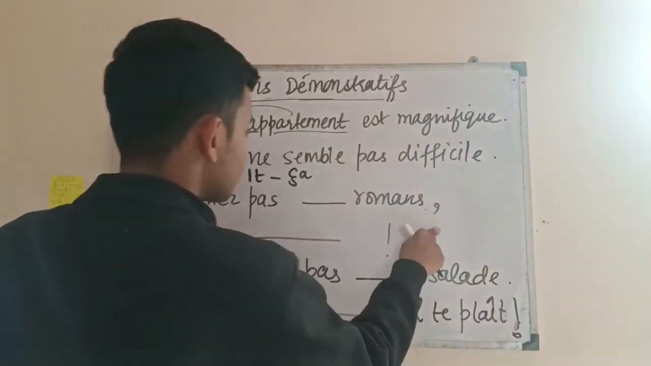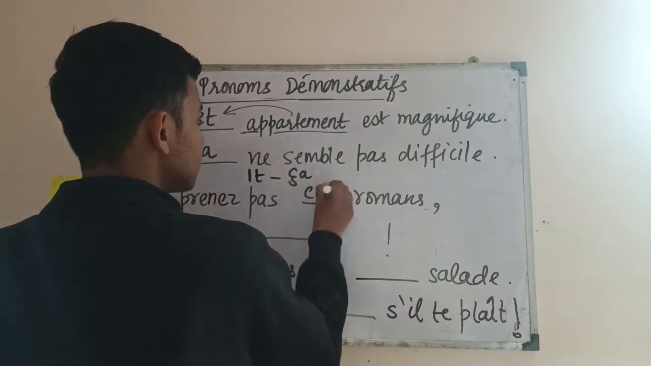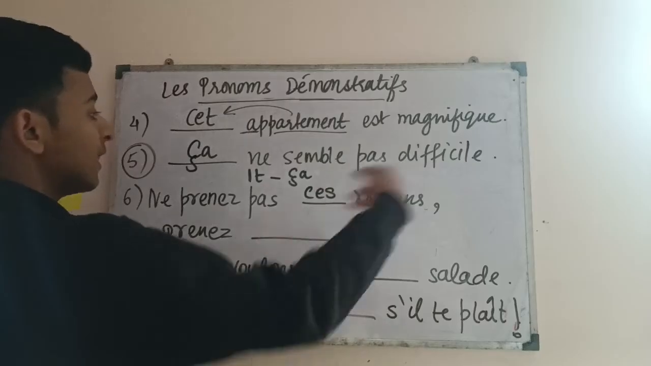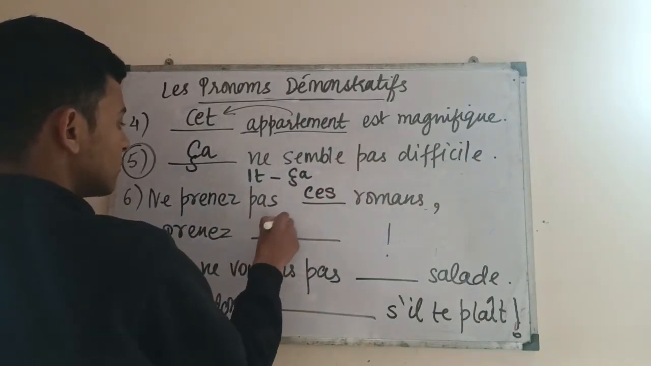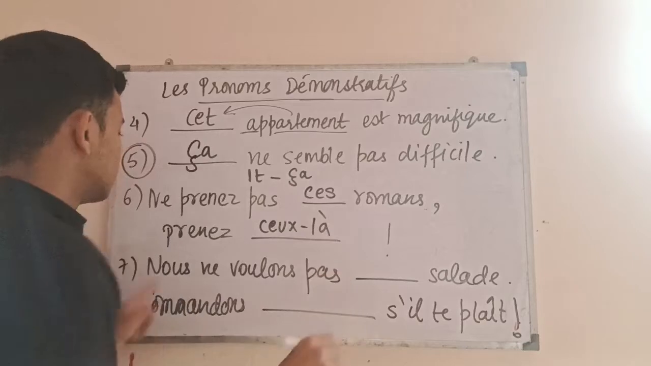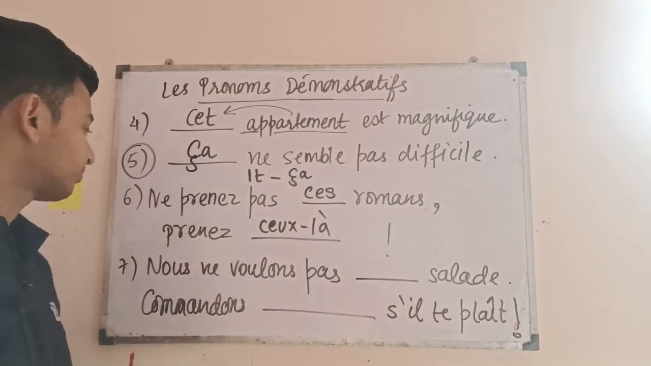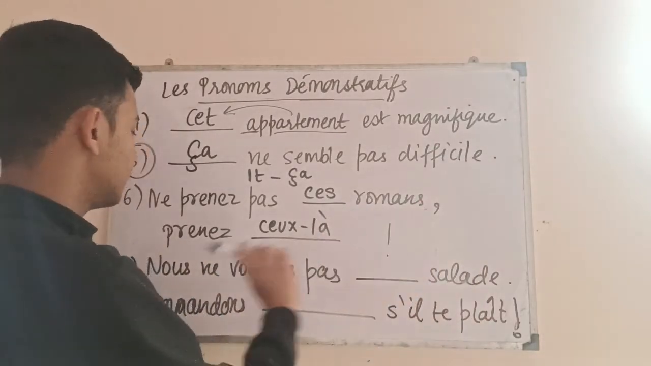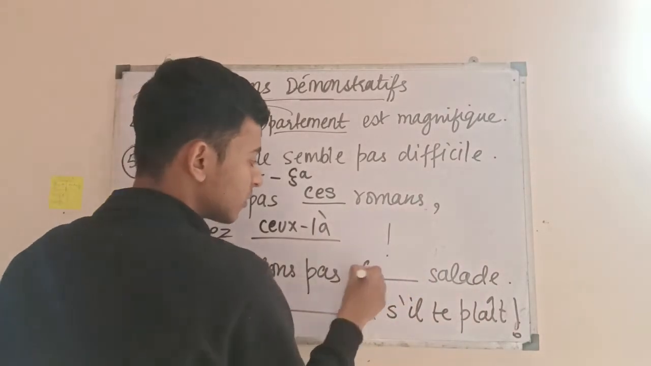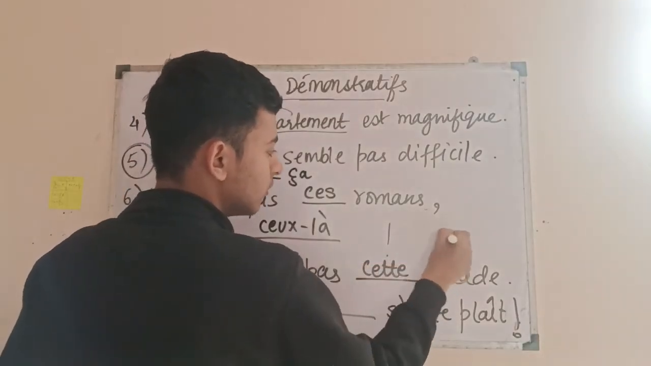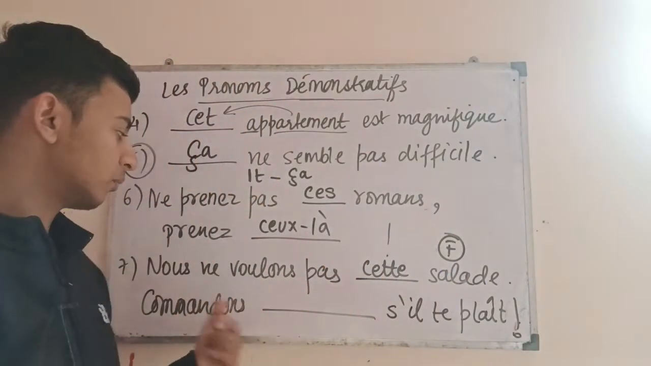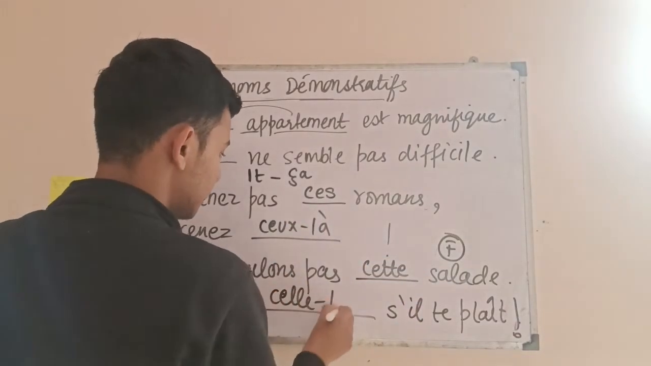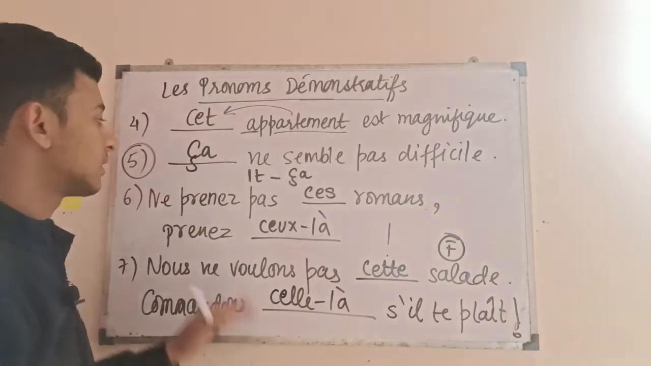6. Ne prenez pas dash romans. Do not take these books. Ces romans. Prenez dash. Take those ones. So it will be ceux-là. Prenez ceux-là. Seventh, nous ne voulons pas dash salade. Commandons dash s'il te plaît. We don't want this salad, so cette salade, because salad is feminine. Commandons, that is, we want that one. So that one will be celle-là. That's it.